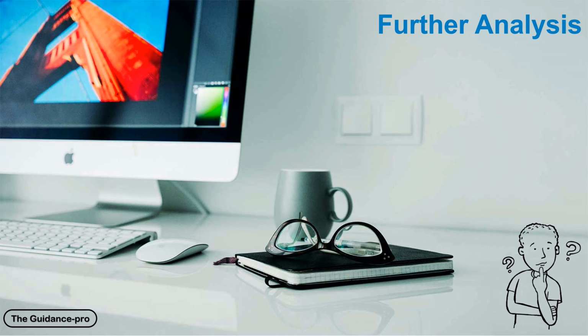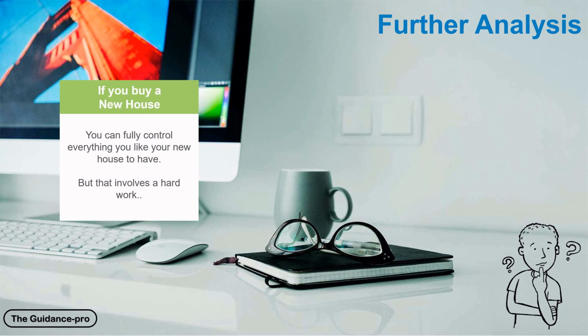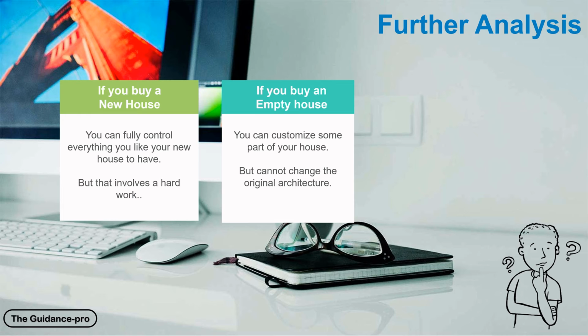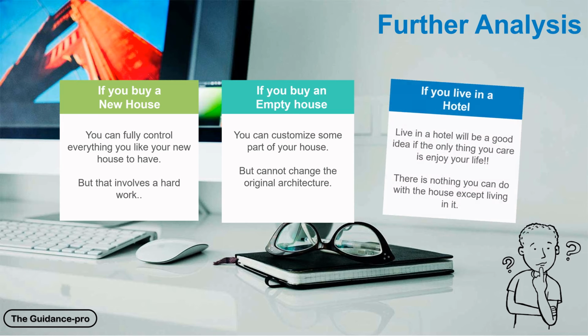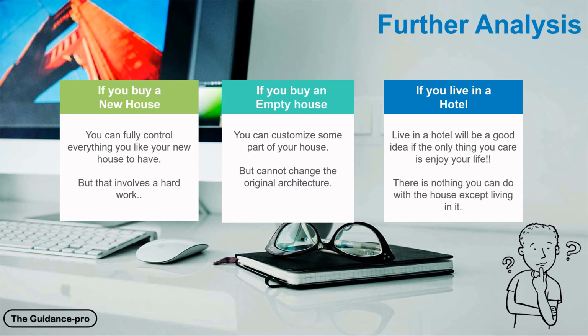Considering the three options that we have now, the first option would be building a new house. In that case, you have full control of everything you would like your new house to have, but that involves hard work. The second option is to buy an empty house. In this case, you can customize some part of your house, but cannot change the original architecture. Coming to the third option, which is living in a hotel. Living in a hotel will be a good idea if the only thing you want is to enjoy your life. There is nothing you can do with the house except living in it.